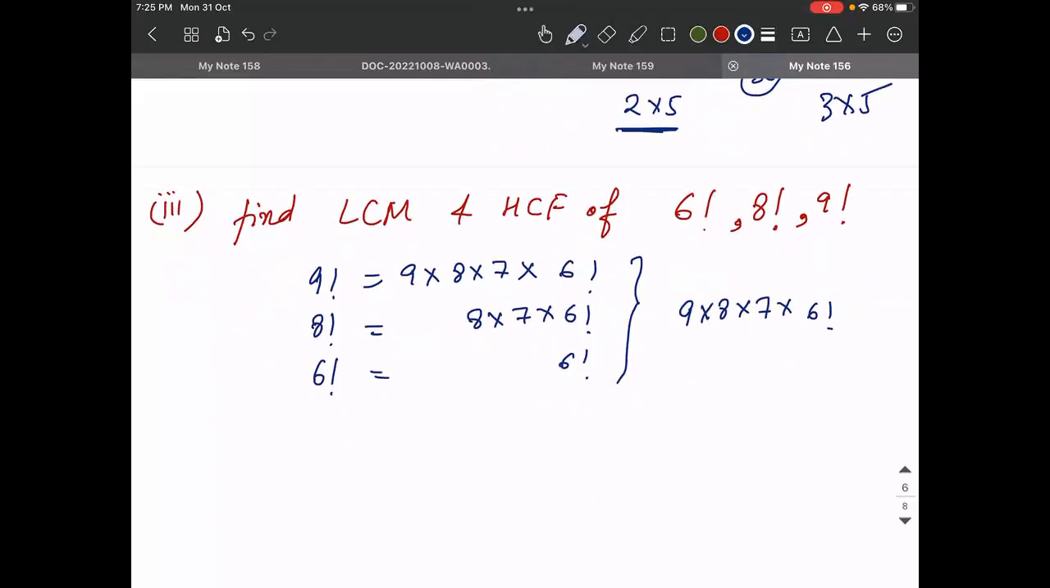So the answer you already said: it is 9 for HCF, and your LCM will be the 6 factorial part. 9 into 8 into 7 into 6 factorial, so that is 9 factorial. No need to calculate. Whenever you have problems like this, you don't have to keep multiplying 9 into 7. In the first class itself I said this. Don't do that. All right, let's do the next problem.